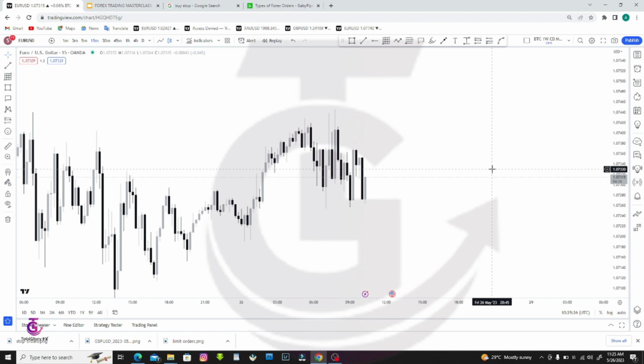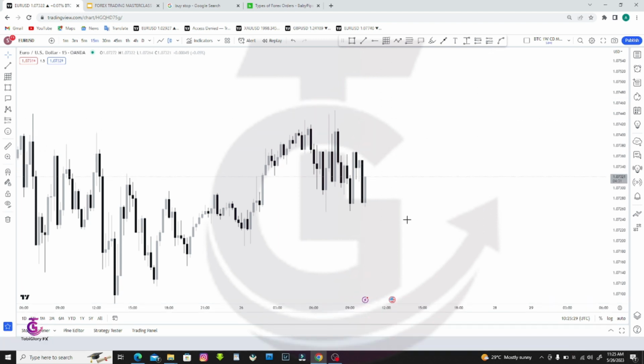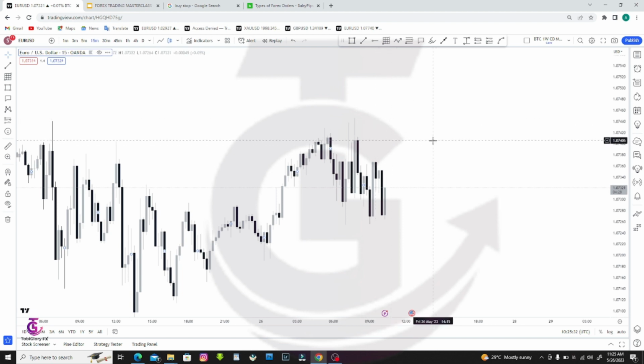Let me talk about instant market execution. Now let's say you're trying to buy and you note that the market will be buying from this area. Instead of setting limits or waiting for anything else, you can enter immediately. That is what we call instant market execution, because you enter the market at the current price, at the current price of 1.0732. That is instant market execution.